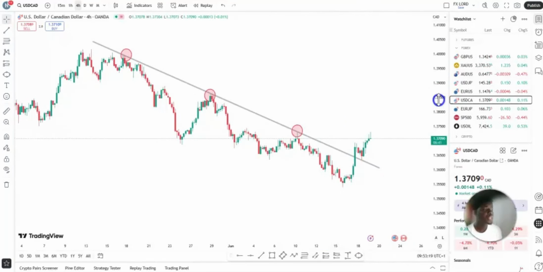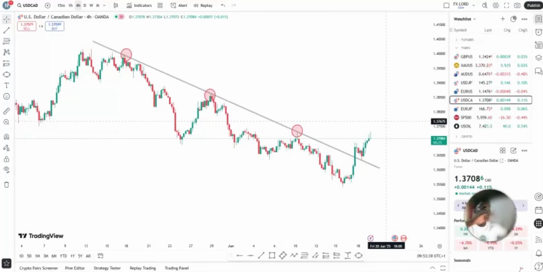Now this is also something you're going to be looking out for. What you are seeing at this price level right now is a breakout and a retest of the trend line. So I'm going to teach you guys in a subsequent video how to trade a breakout of the trend line.